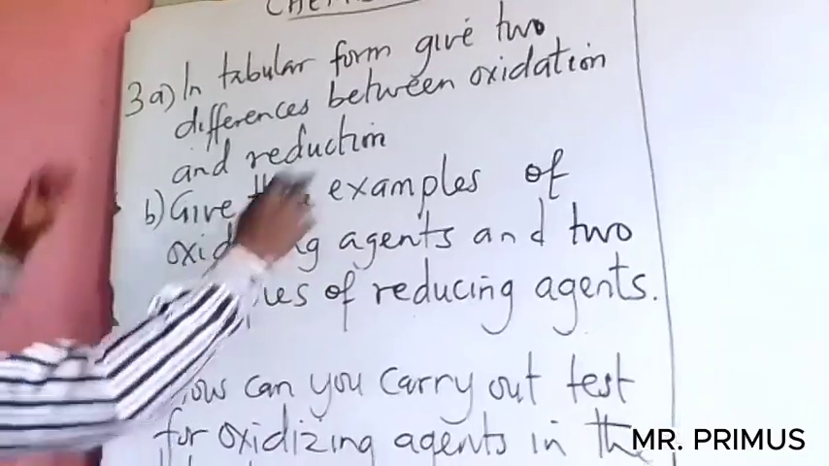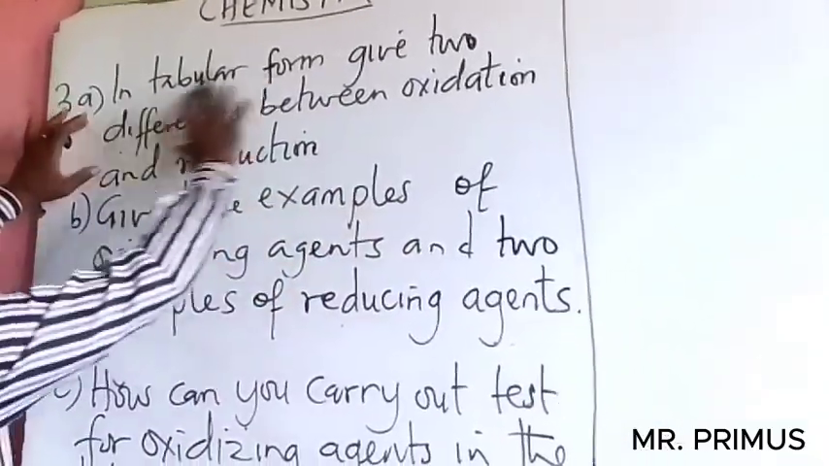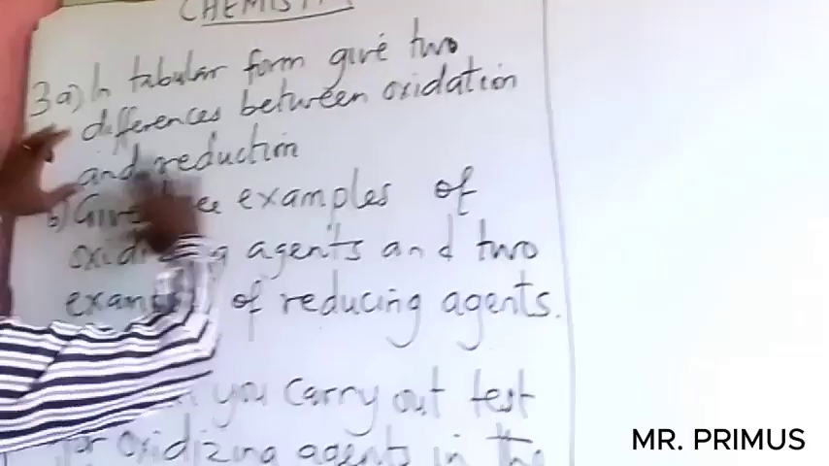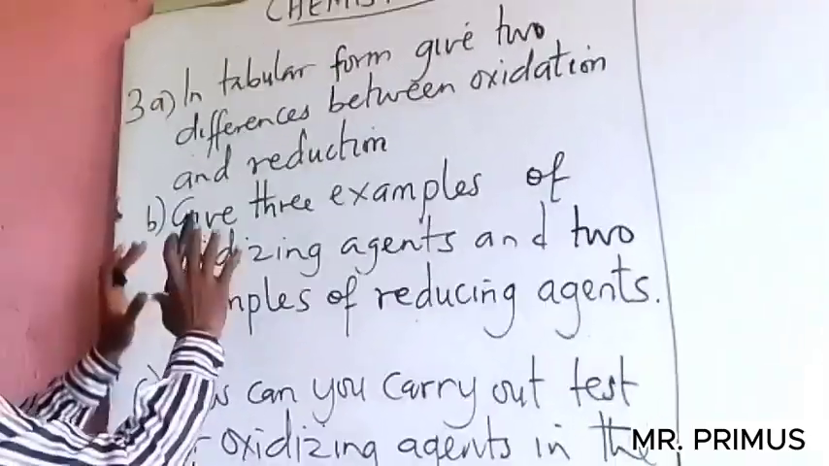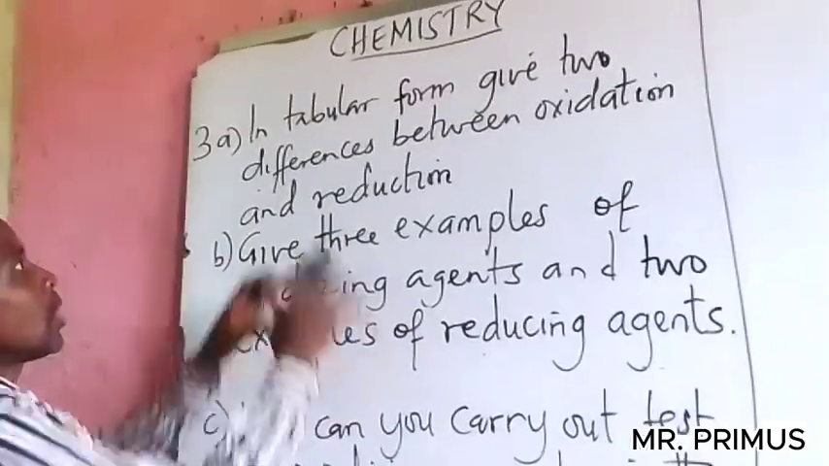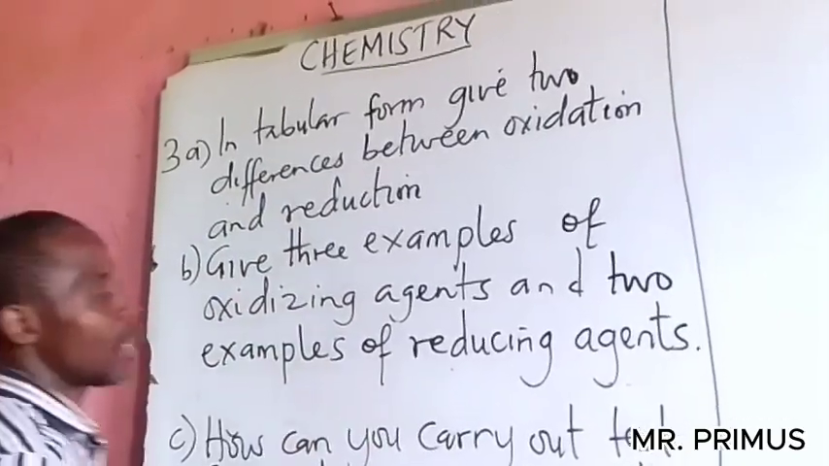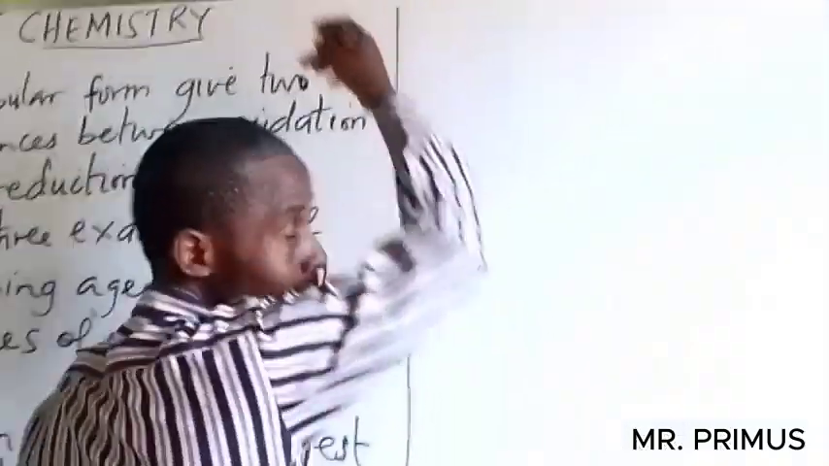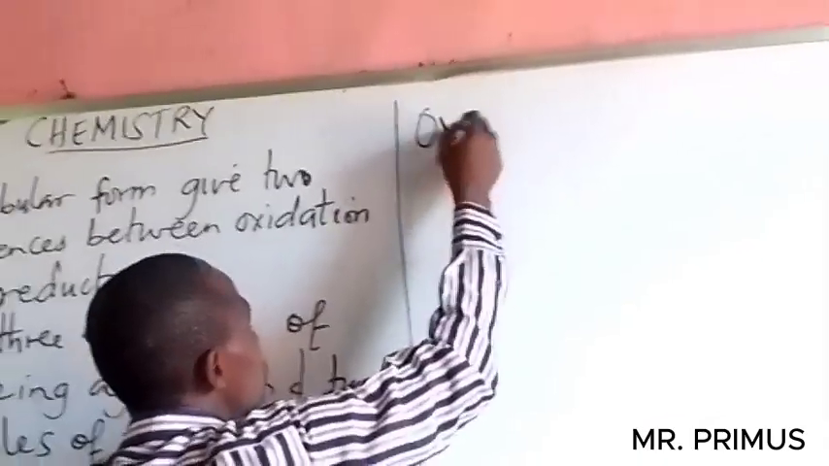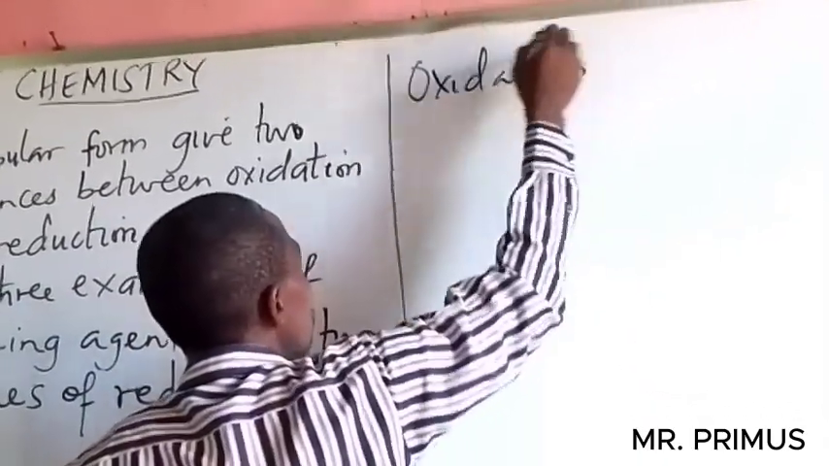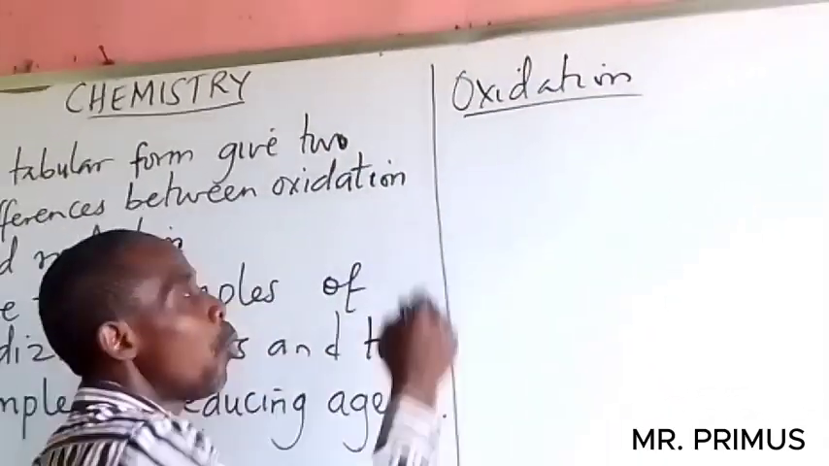So now, let's look at this question. In tabular form, give 2 differences between oxidation and reduction. Now, before we do that, let's define oxidation. What is oxidation? And what is reduction?